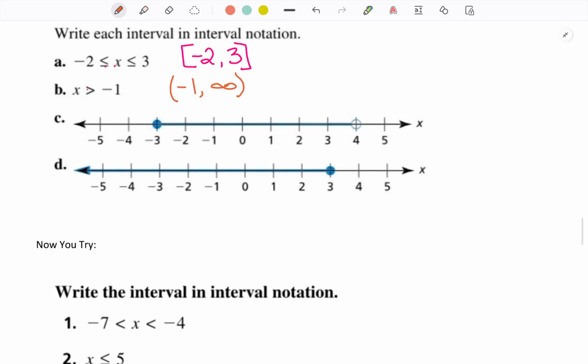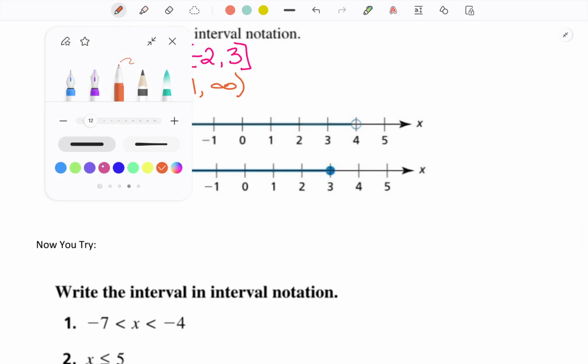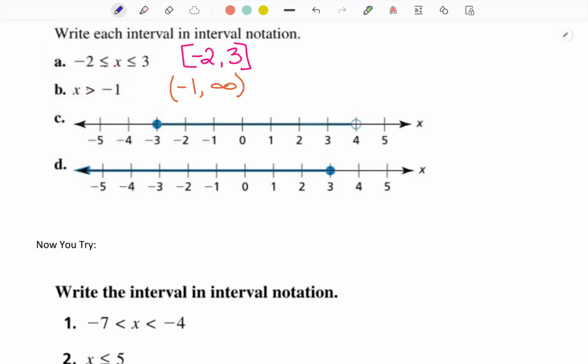Then on C, we have a number line. And so our low value is -3. So I'm going to start there. That circle is filled in, so I know I can include -3. And then I can go all the way up to 4 for my high value. Now I can't include 4 since that circle is empty, so it gets a parenthesis.